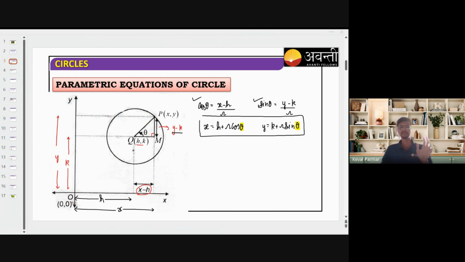What is meant by parameters? It's another form of variable in which x and y are expressed, right? So as you can see, we got the value of x and y. What are x and y, guys? x and y is any point on the circle. Got it now, Anjana?